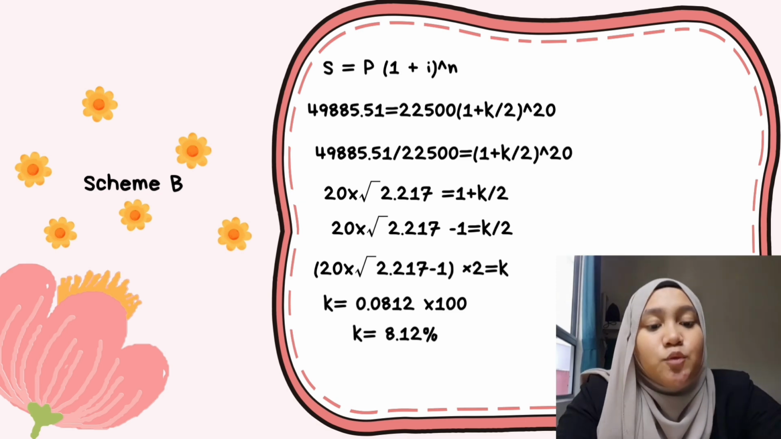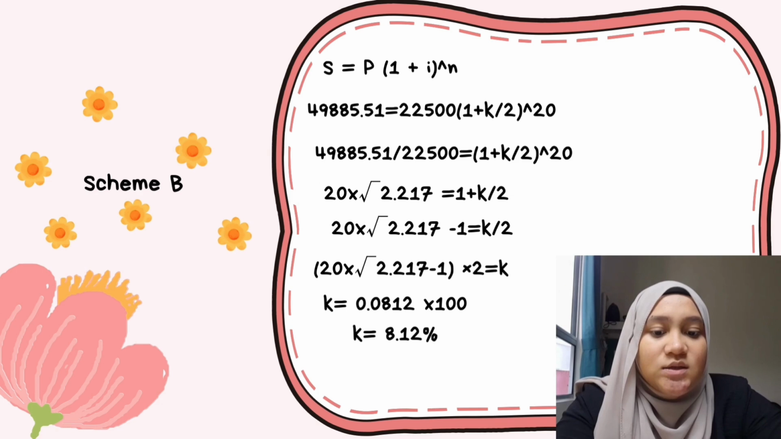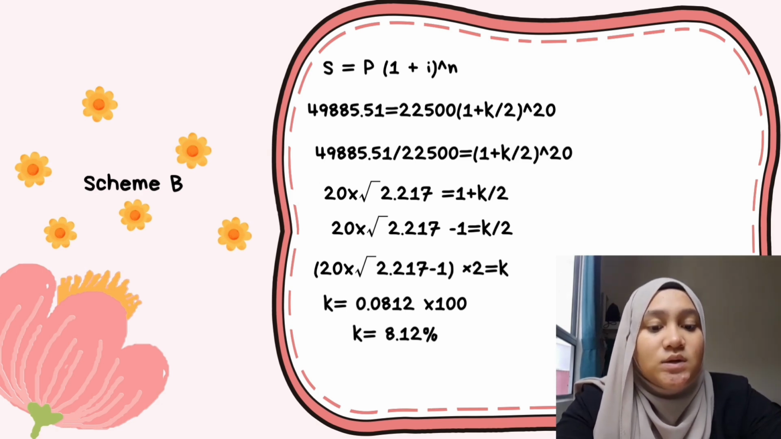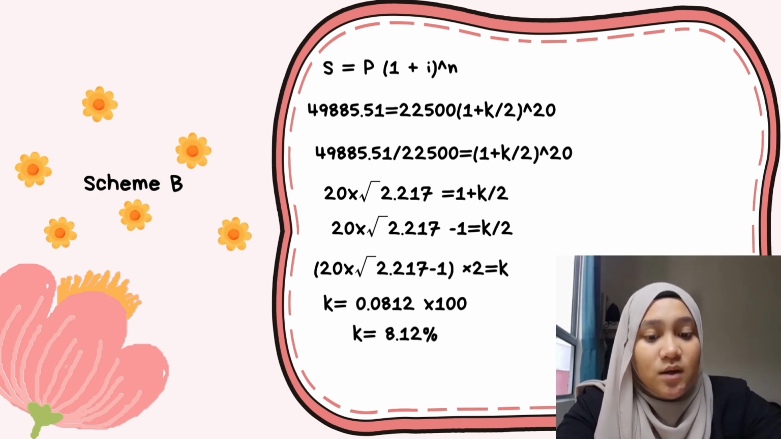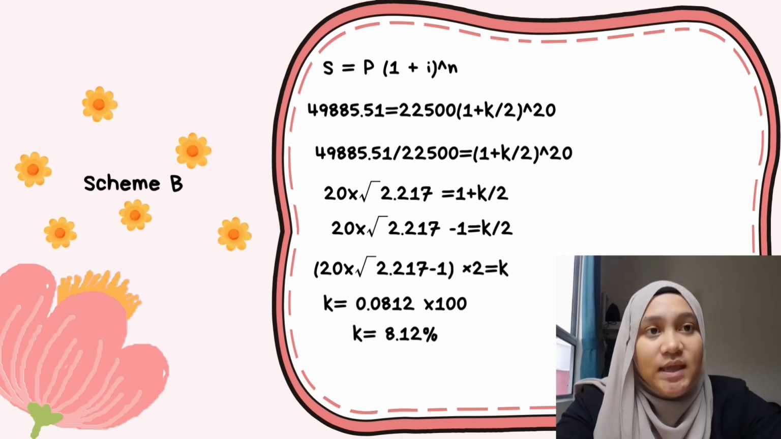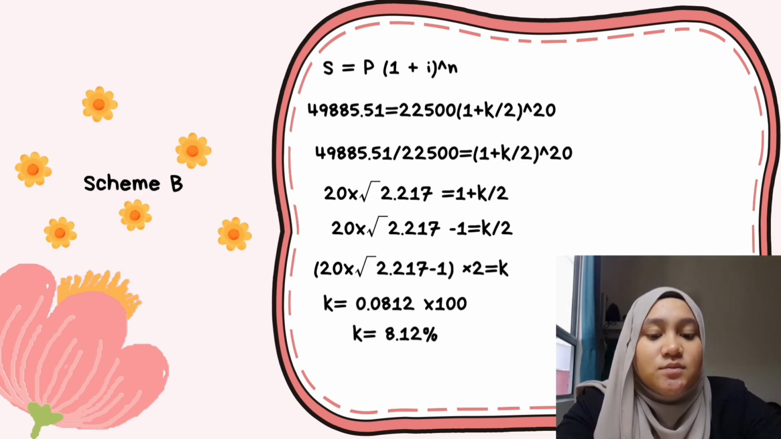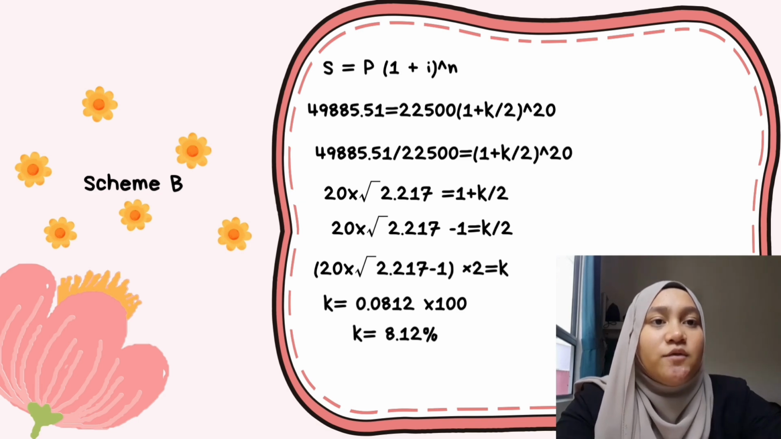power of 20. To bring the power of 20 to the left side, it becomes 2.217 to the square root of 20 equals to 1 plus K over 2. You bring the 1 to the left side, it becomes 2.217 square root of 20 minus 1 equals to K over 2. Next, in bracket, 2.217 square root of 20 minus 1 multiplied by 2 equals K. The answer for K is 0.0812. You must multiply by 100 so that the K will be 8.12%. That's all for question 1.